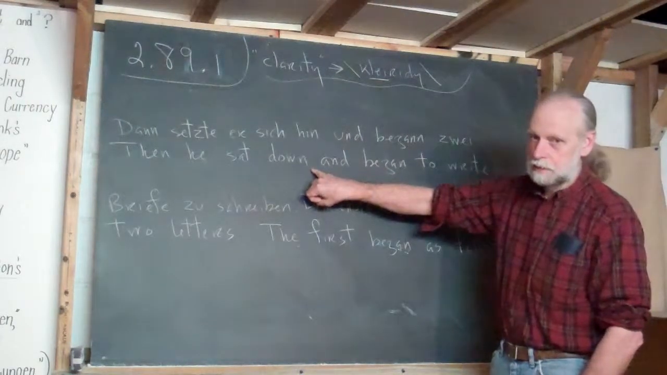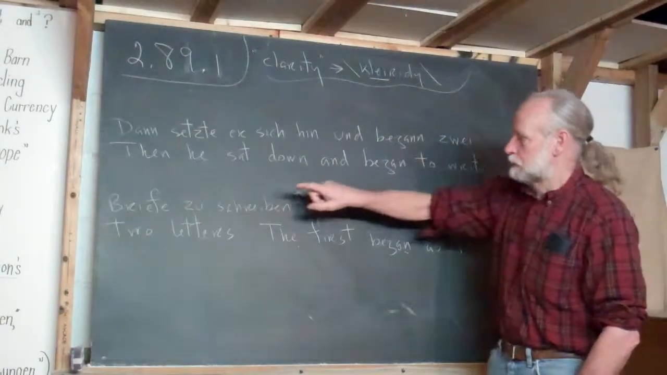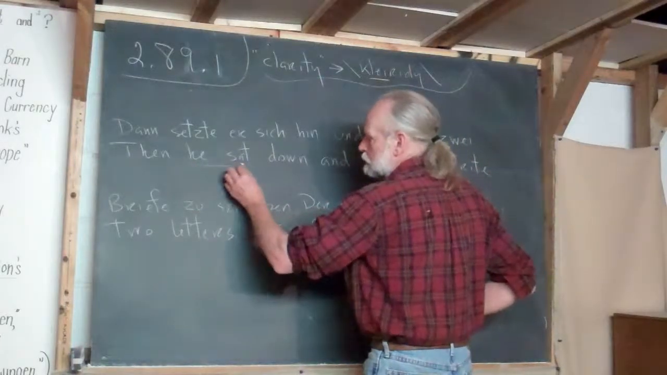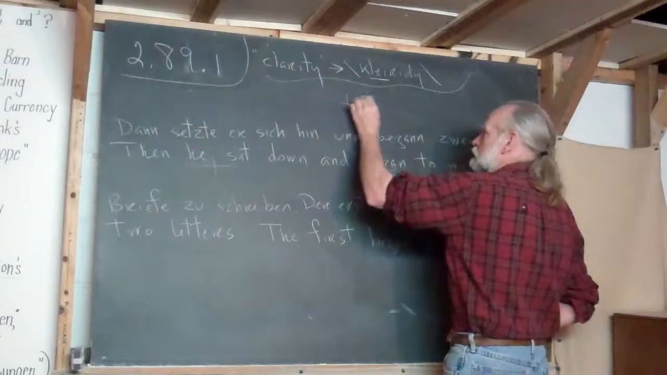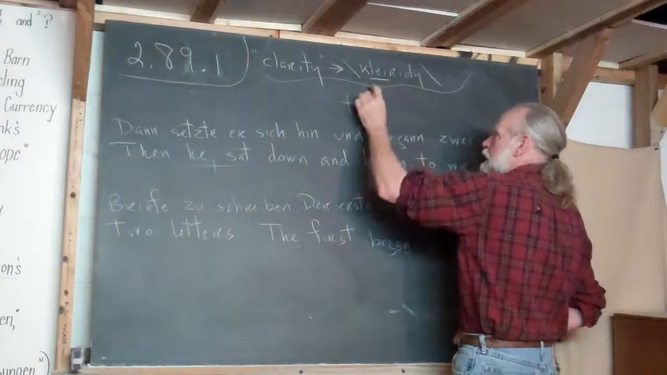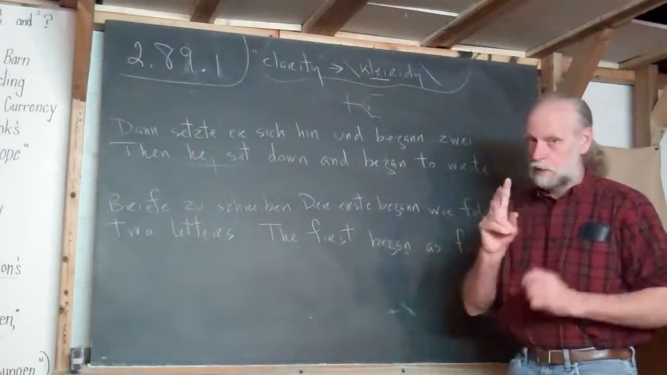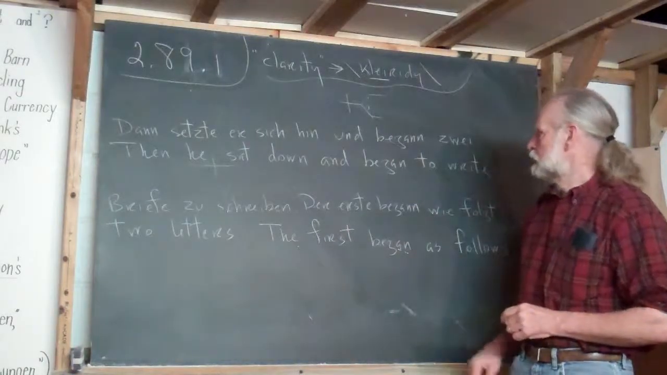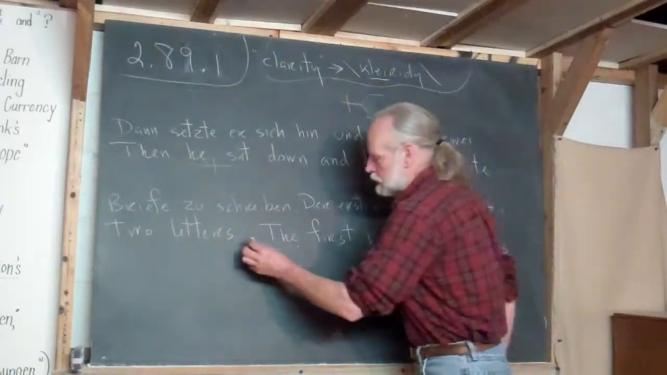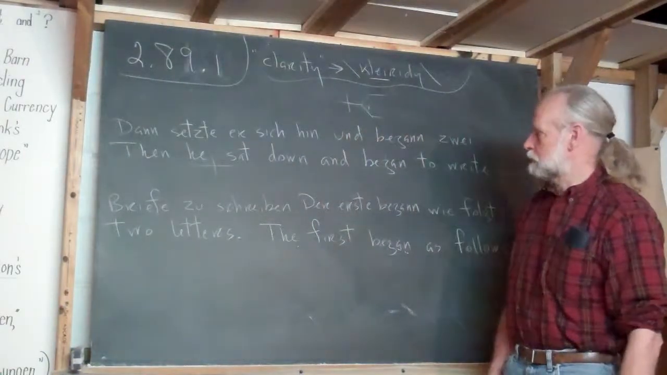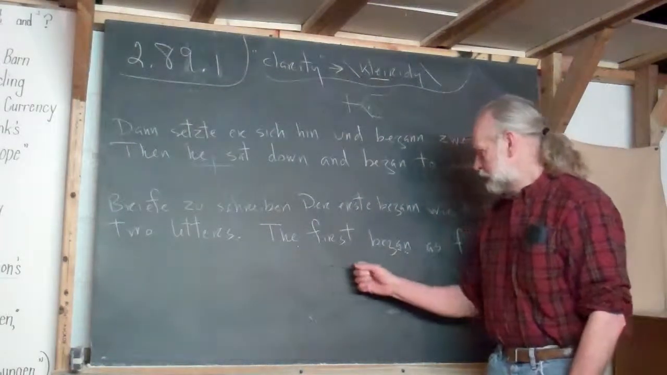We don't need a comma here because this is a compound simple predicate. There's the simple subject right there. He sat and began. If you diagrammed that and read Kellogg, you would do it like this. He sat and began. The simple subject is there. This is only one clause, not 2, so we don't put a comma here. And began to write 2 letters. Just a straight out statement with a compound simple predicate. Okay, the first began as follows.